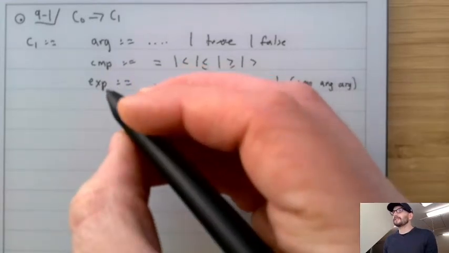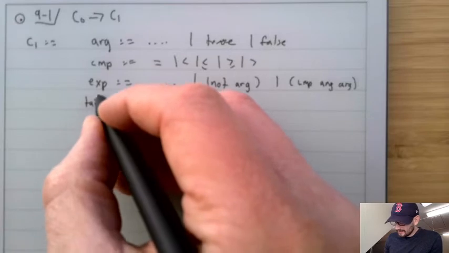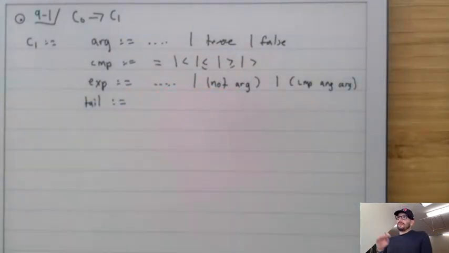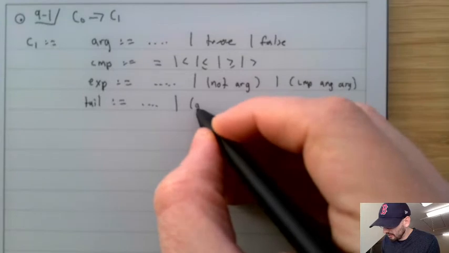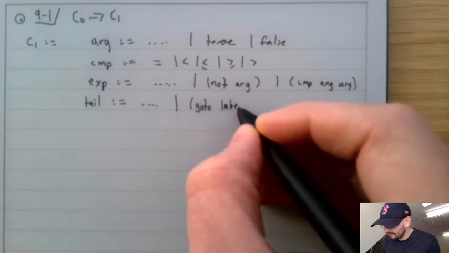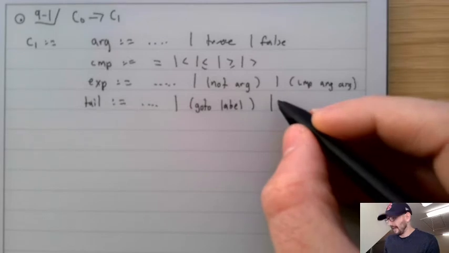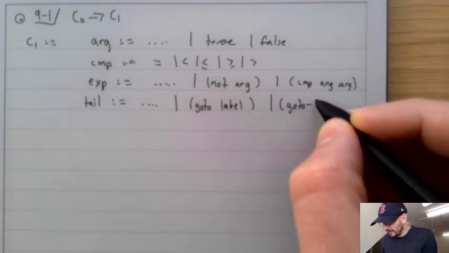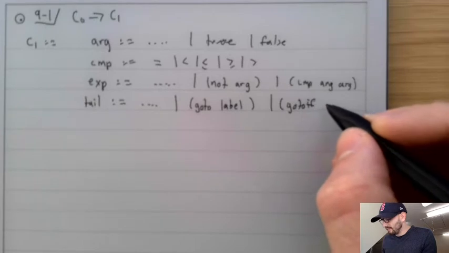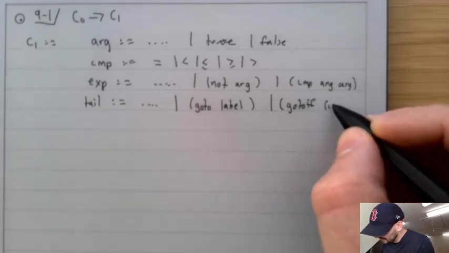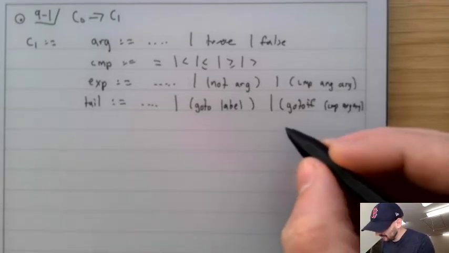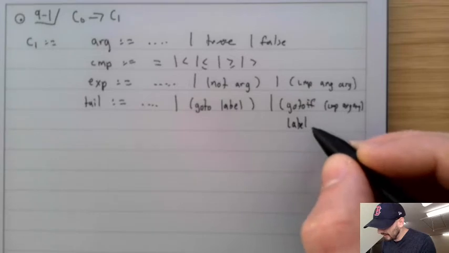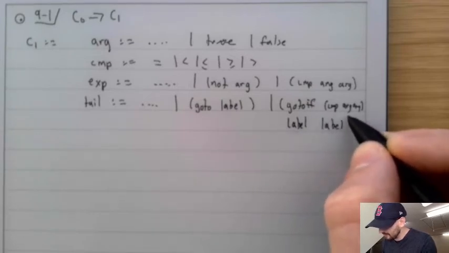Then there's going to be new tails. Remember that the tails before were either a return or a set. Now there's going to be a new one, which is going to be a goto of a label, and there's going to be a goto if that's going to take two things. It's going to take a comparison between two args, and it's going to take two labels: the label to go to if it's true, and the label to go to if it's false.